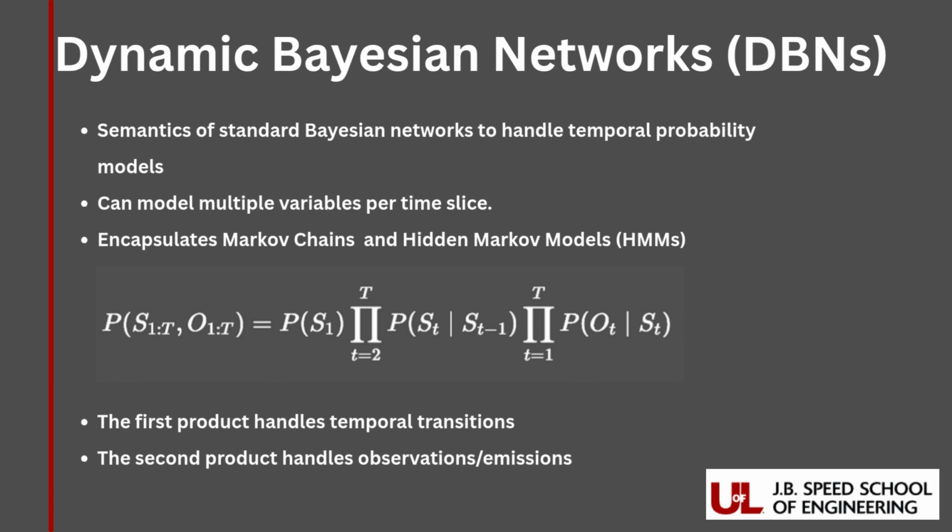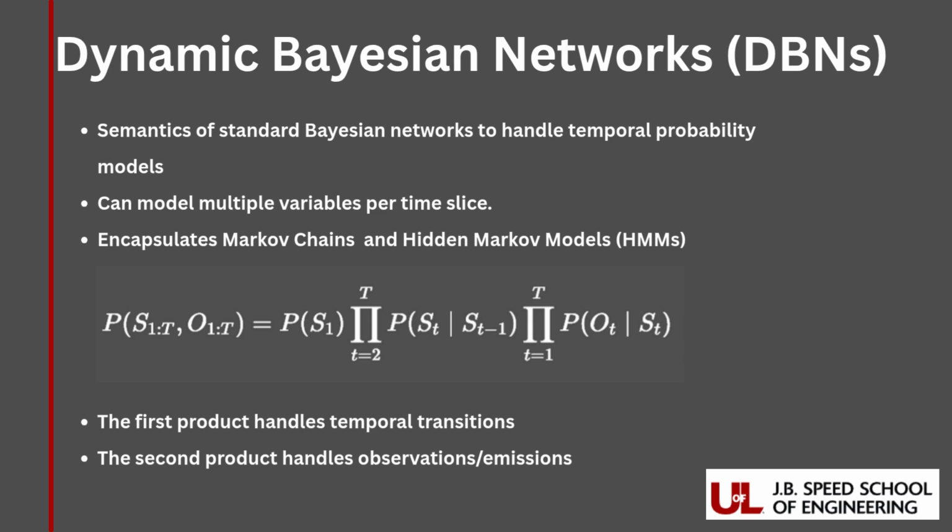And then sort of a combination of Bayesian networks and Markov models are dynamic Bayesian networks. And so I leave the slide here as sort of the next steps. This is, I believe, chapter 14 covers a little bit more about dynamic Bayesian networks. But the idea of them is that they handle temporal probability models.